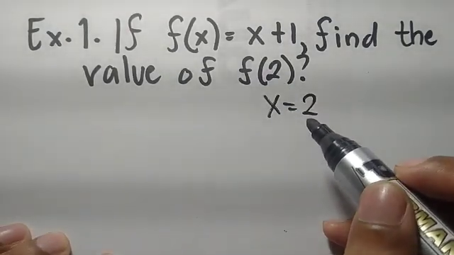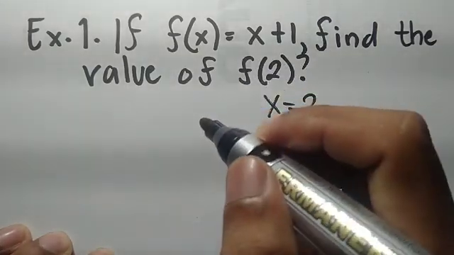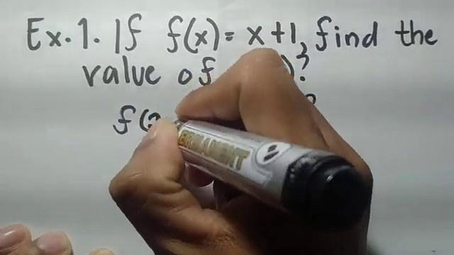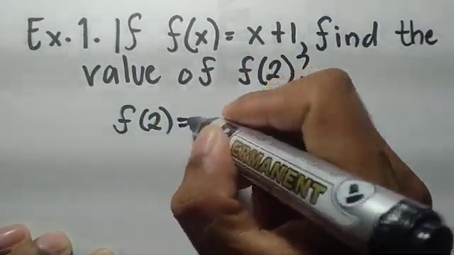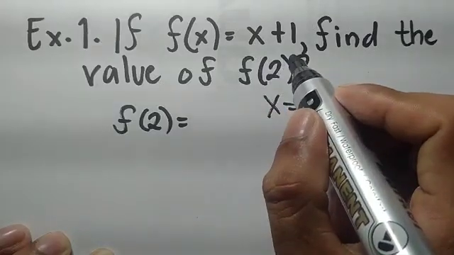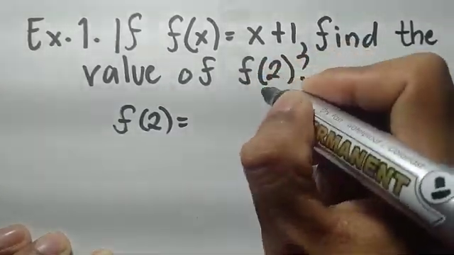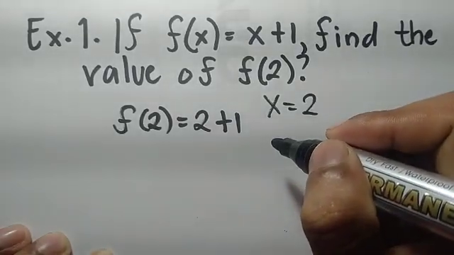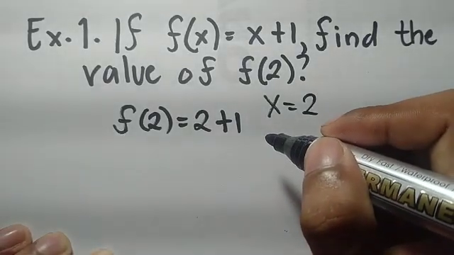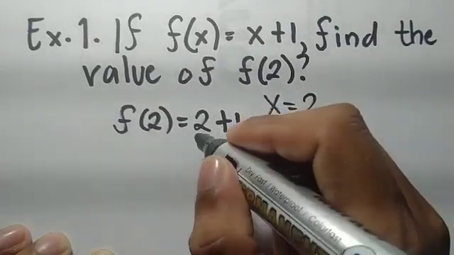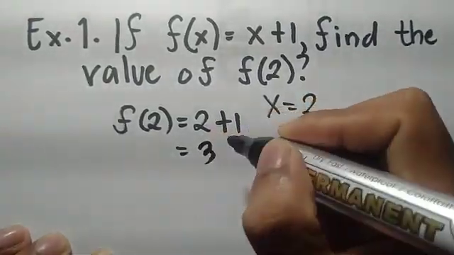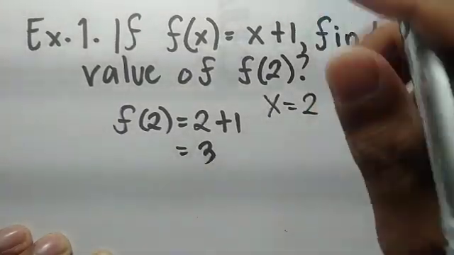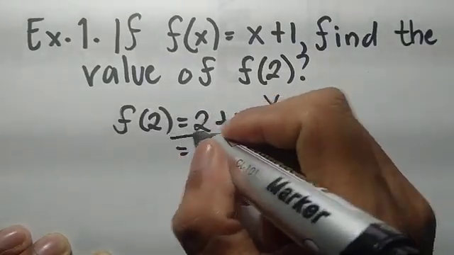All we've got to do is replace x with 2. So, instead of writing f of x, we write f of 2 equals, and instead of writing x plus 1, we write 2 plus 1. Okay, so we just apply the operation. So 2 plus 1 is 3. So the value of f when x is 2 is 3.